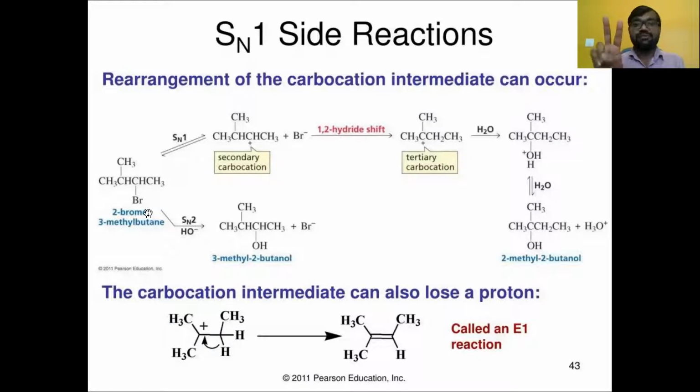So that's why it happens to be secondary in nature, and after the loss of this leaving group, it will form this secondary carbocation. This secondary carbocation will undergo a 1,2 hydride shift. Now, why is this shift essential, why does it happen? Because to affect the stability.